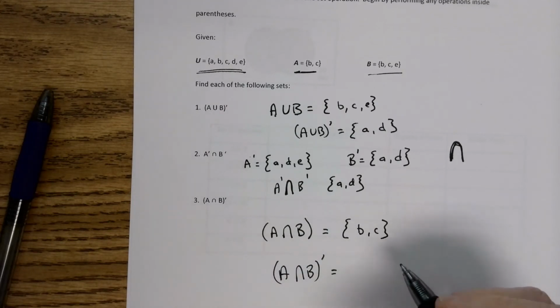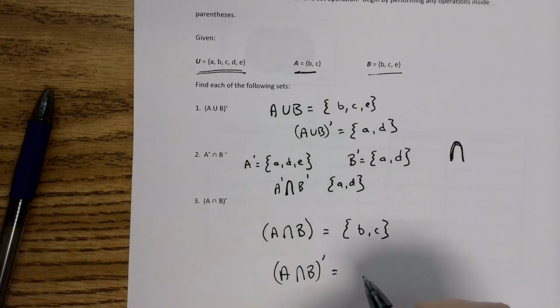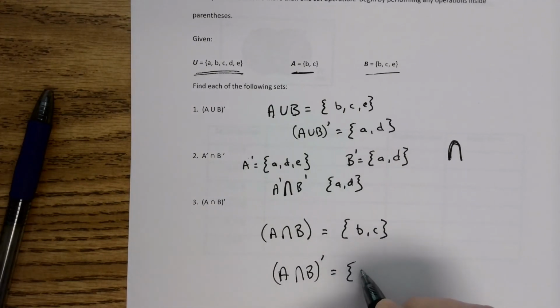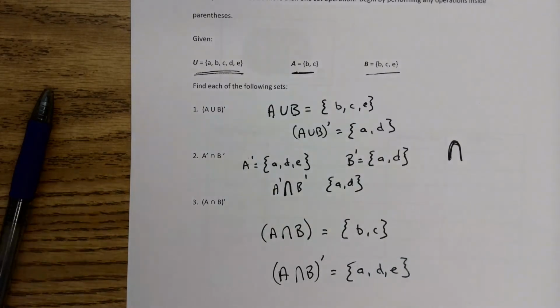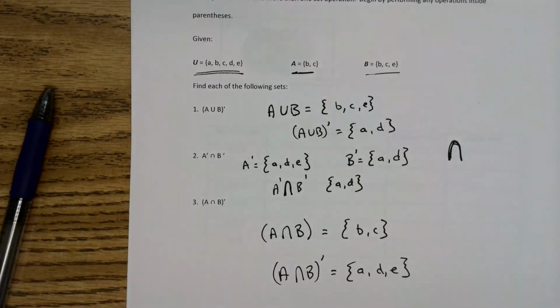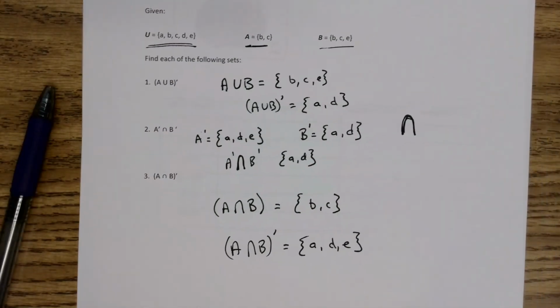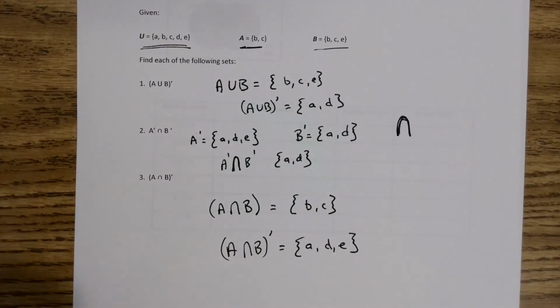What's in the universal set that's not in that set? A, D, and E. And I'm going to tell you, some people can do these things so fast and so accurate, it amazes me. And some people need to slow it down and do part by part. And if that's you, that's you. Just take your time.